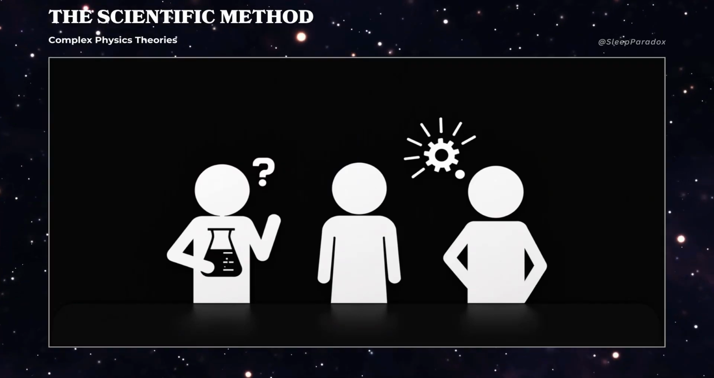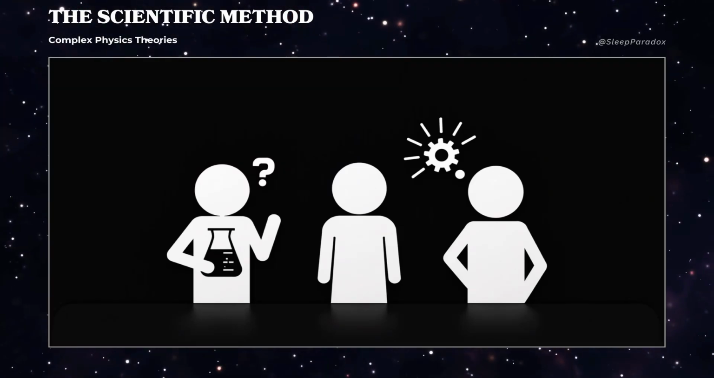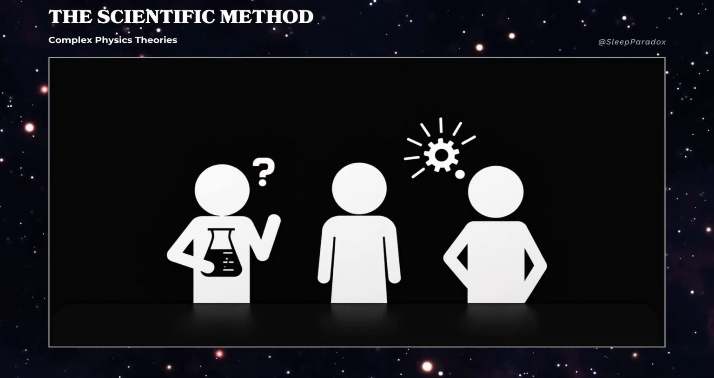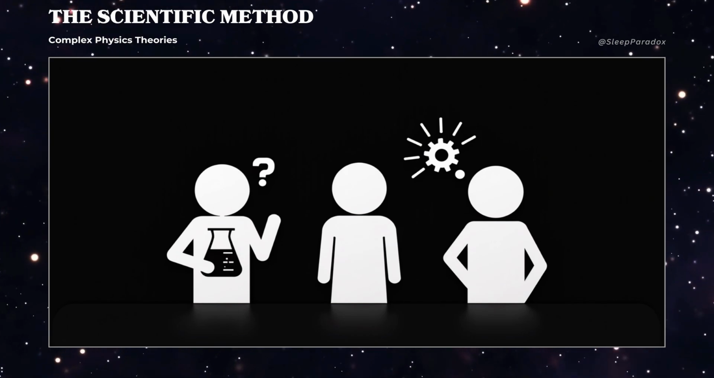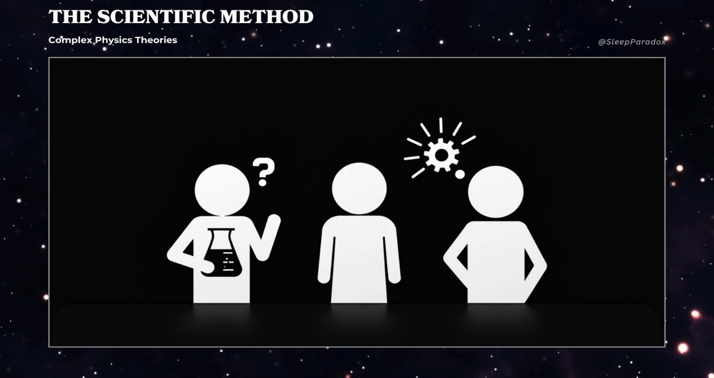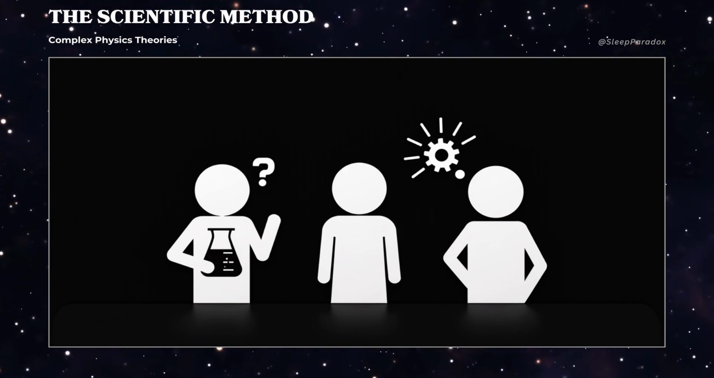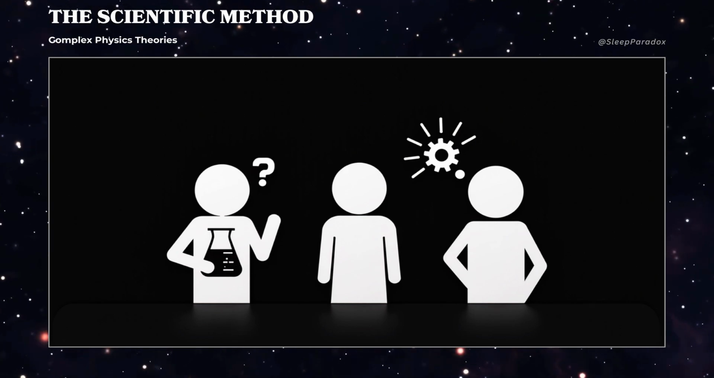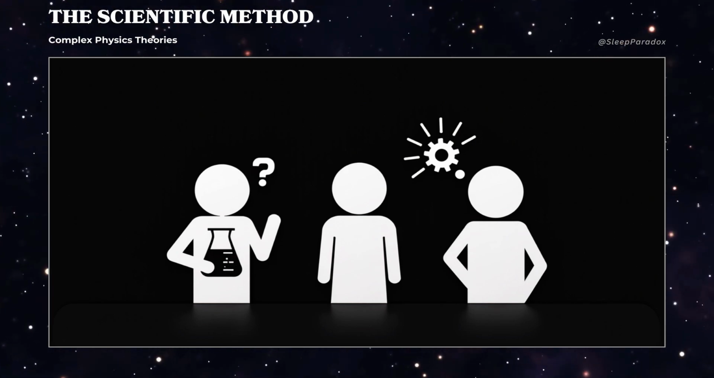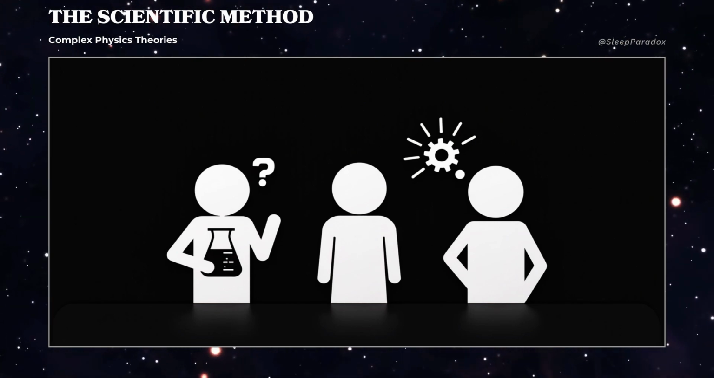The scientific method. Before we begin our journey through the most complex theories in physics, we need to understand the process that made those theories possible in the first place. Let me introduce you to the way scientists explore truth, test ideas, and build our understanding of the universe.